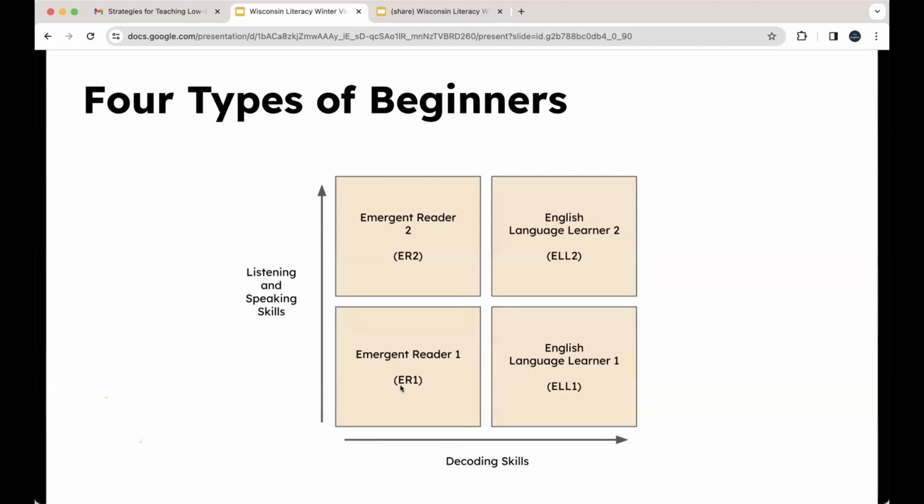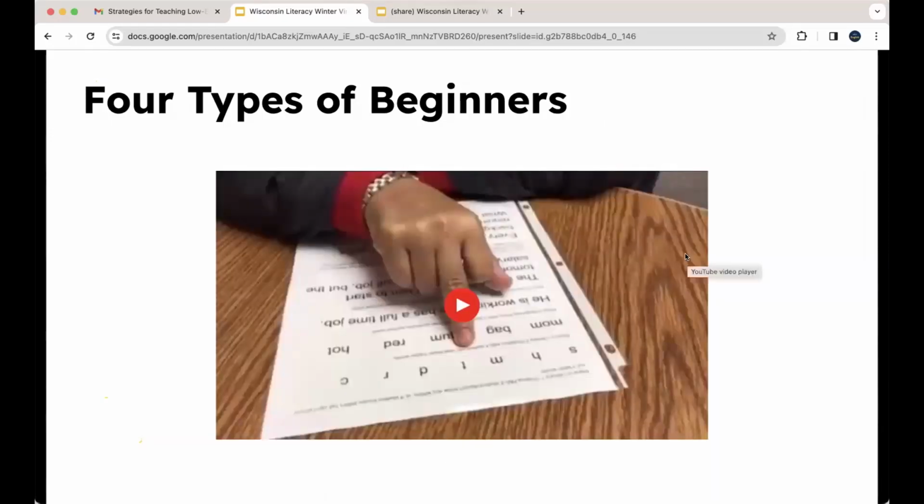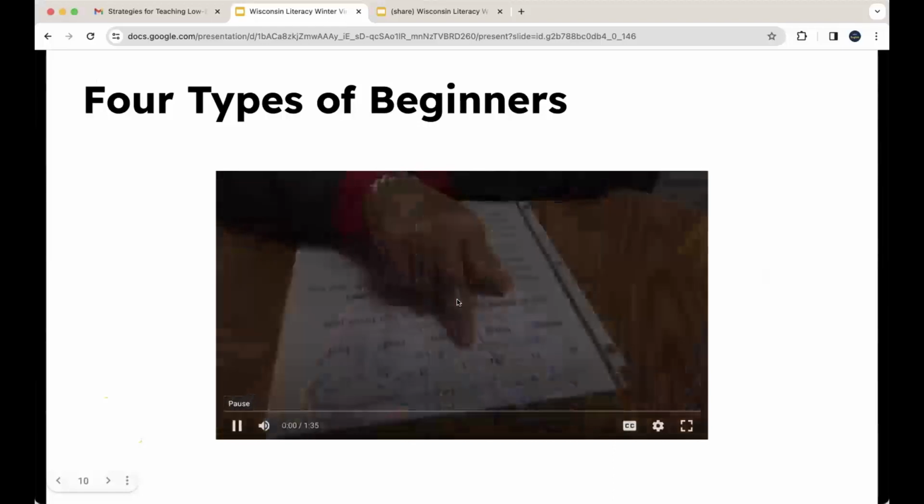So this subset of beginner level students I've named Emergent Reader 1 students. These are students who are at the low beginning stage in both literacy skills and listening and speaking skills. And then here we have a different subset of beginners that has higher listening and speaking skills, but very early literacy skills. And then these 2 groups, these are students who are probably literate in their home language, but have low beginning speaking listening skills versus high beginning speaking listening skills. So I'll show you some examples. We'll watch this short video as a first example.